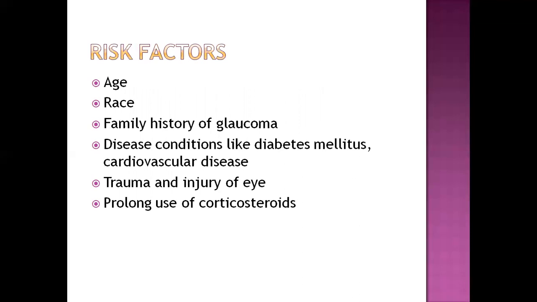Risk factors for glaucoma can be, first of all, age. As the age advances, due to degeneration in tissues, many diseases can occur. Body becomes susceptible to many diseases. Glaucoma can be one of them. Next is race. In some races, the cases of glaucoma are found more because of genetic makeup. Next is family history of glaucoma. If there is presence of glaucoma in immediate family, there are high chances that glaucoma can be present in such patients. Next are diseases like diabetes mellitus, cardiovascular disease.